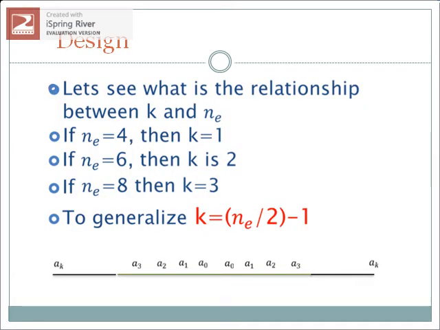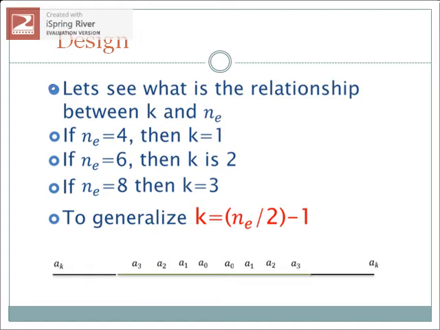Then we check what is the relation between K and NE. The antenna arrangement is shown in the figure. Let's take 4 sources. The corresponding amplitude pairs are A0 and A1. That means K is equal to 1. If we take 6 sources, then the amplitude pairs are A0, A1 and A2. That means K is equal to 2. If we take 8 sources, the amplitude pairs are A0, A1, A2 and A3. That means K is equal to 3.